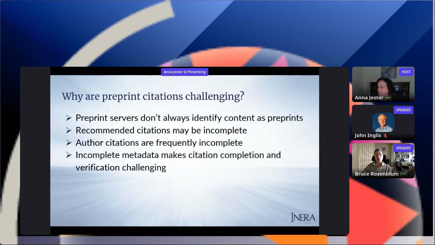There we go. So why are preprint citations challenging? There are a number of reasons. First of all, not all preprint servers identify their content as preprints. And I should point out immediately here, bioRxiv and medRxiv do a great job with this, but that's not true for everyone else. Second, recommended citations that authors may download or copy from those preprint servers may be incomplete compared to what's needed. Third, if authors are just making a citation up by hand, frequently that will be incomplete. And finally, there are gaps in the metadata record that make citation completion and verification somewhat challenging. Next slide, please.